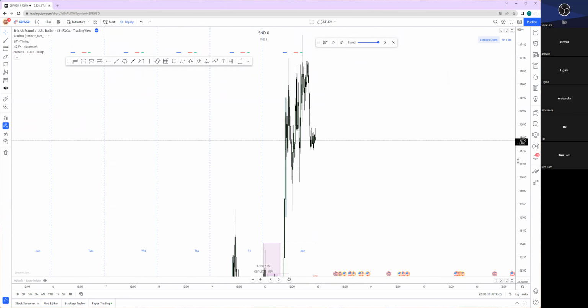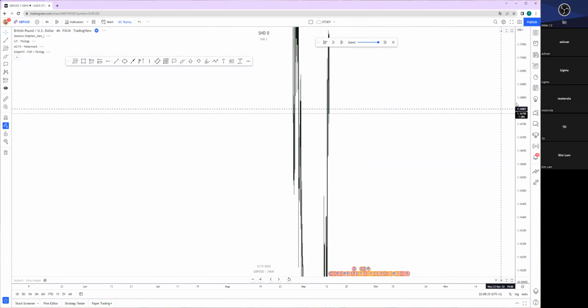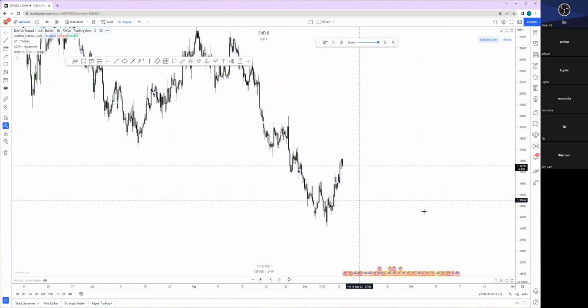Let's go to 50-minute first. As always, you want to start on higher time frame. And this should be your rule, to always start the analysis from the range thing. What the hell is the range thing?